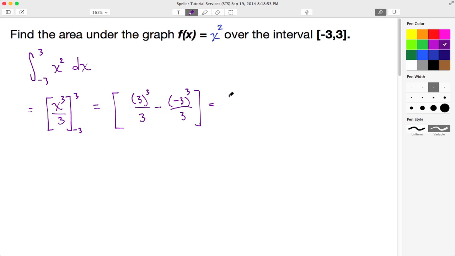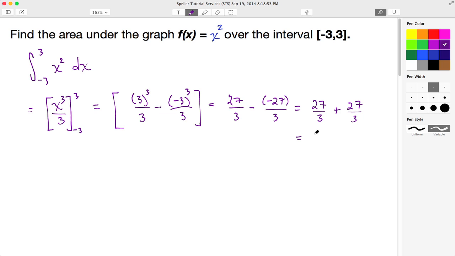3 to the third is 27, and our denominator stays at 3. Over here, -3 raised to the third power is actually a -27. Our denominator stays unchanged as 3. Here we have a negative and a negative, so those two negatives become a positive. So I have 27 thirds plus 27 thirds.